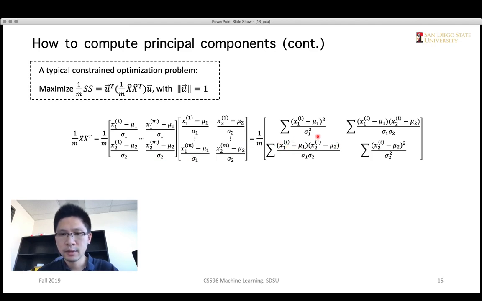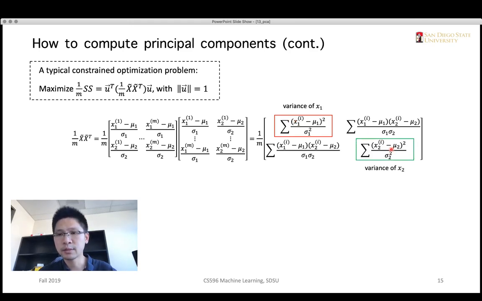Okay, so this part in the red box is the variance of x1. It is the result of taking the first column here and carrying out a dot product, or inner product, with the first row, which results in exactly this form, the total variance of x1. Similarly, the bottom right element is the variance of x2, or feature 2.